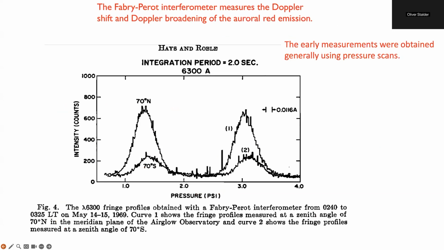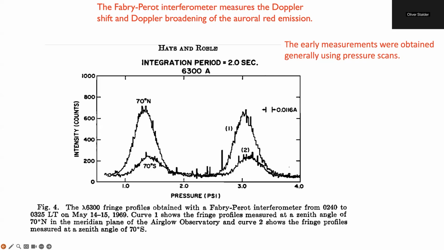This is one of the early examples of measuring the meridional wind that I showed you earlier. And you see that you have to look in different directions in order to get a measure of the meridional wind component or the zonal wind component, as the case might be. In this case, looking to the north, it was much brighter than looking to the south. And the integration period was 2 seconds per data point that you see here.